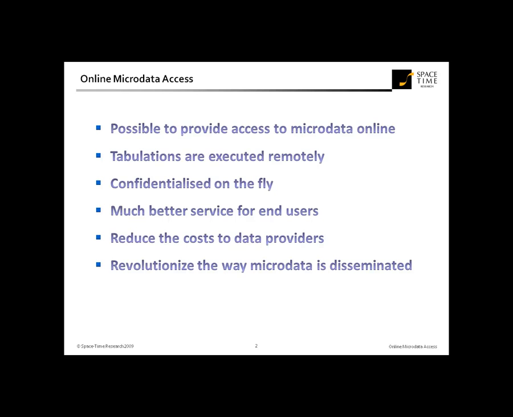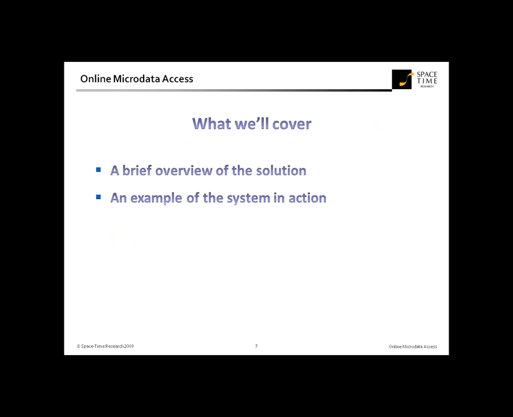microdata is disseminated. This video will now cover how online microdata access works and will demonstrate it running live from the Australian Bureau of Statistics website on the full 2006 Australian population census.